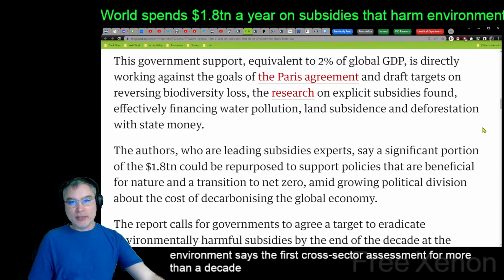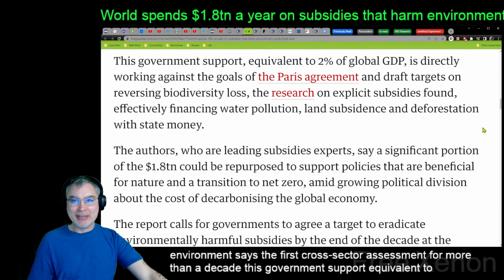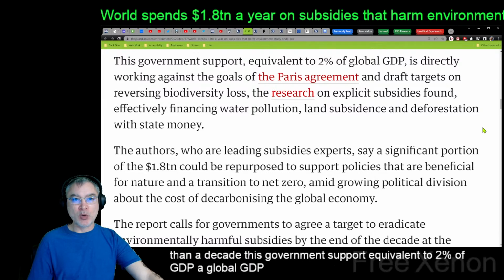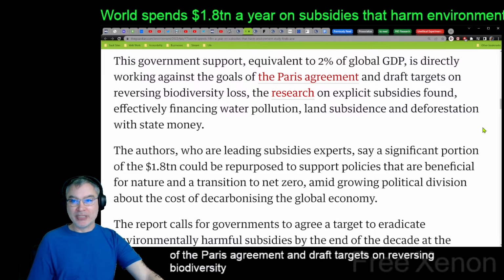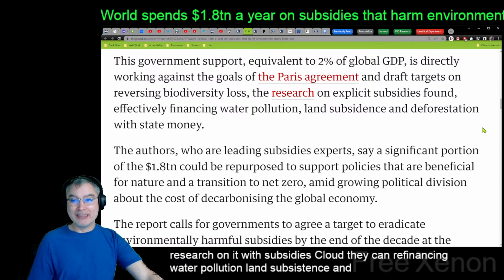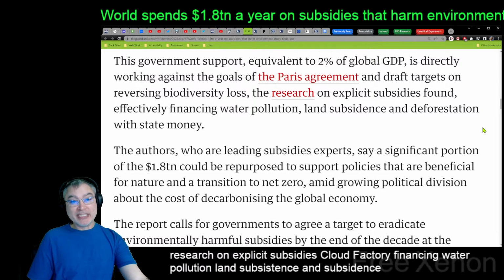This government support, equivalent to 2% of global GDP, is directly working against the goals of the Paris Agreement. True statement. And draft targets on reversing biodiversity loss, the research on explicit subsidies found. Effectively financing water pollution, land subsidence, and deforestation with state money.